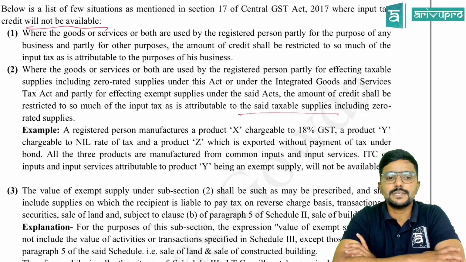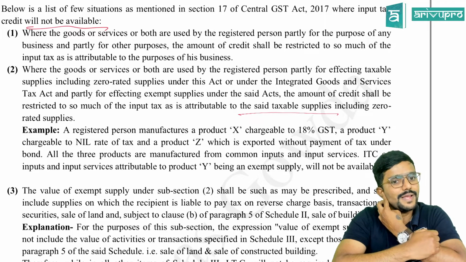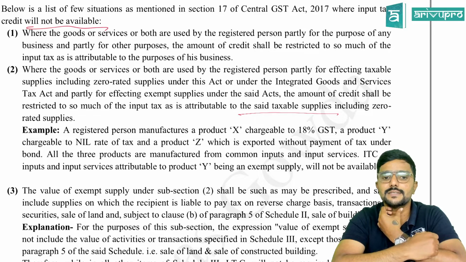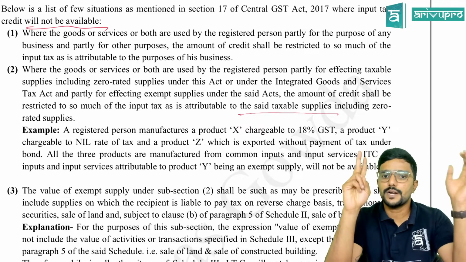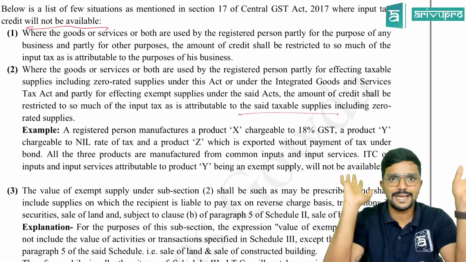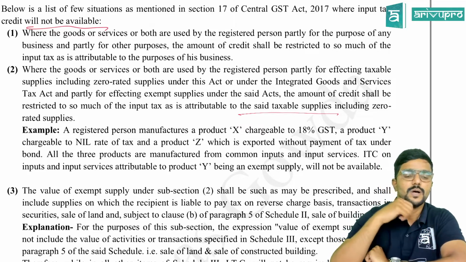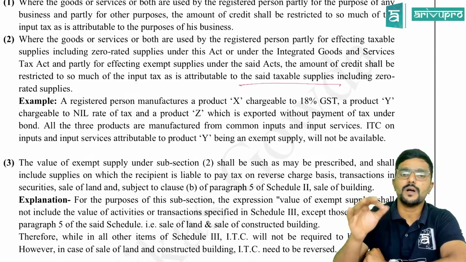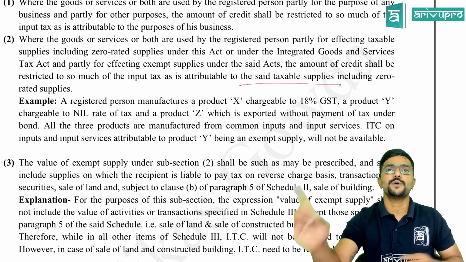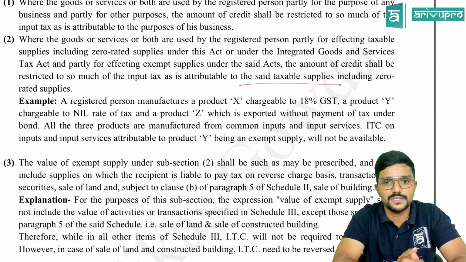Example: a registered person manufactures a product X chargeable to 18% GST, a product Y which is chargeable to nil rate of tax, and product Z which is exported without payment of tax under bond. So there are two taxable products, X and Z. Z is zero rated, still it is a taxable supply, whereas Y is nil rated, which is nothing but exempt supply. Now all three products are manufactured from common inputs and input services. To produce all my outputs X, Y, Z, I'm using the same raw material or input services.